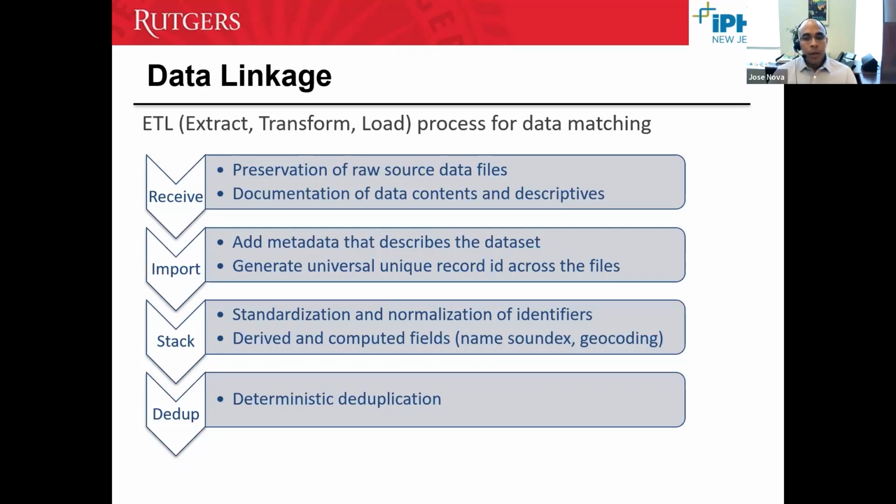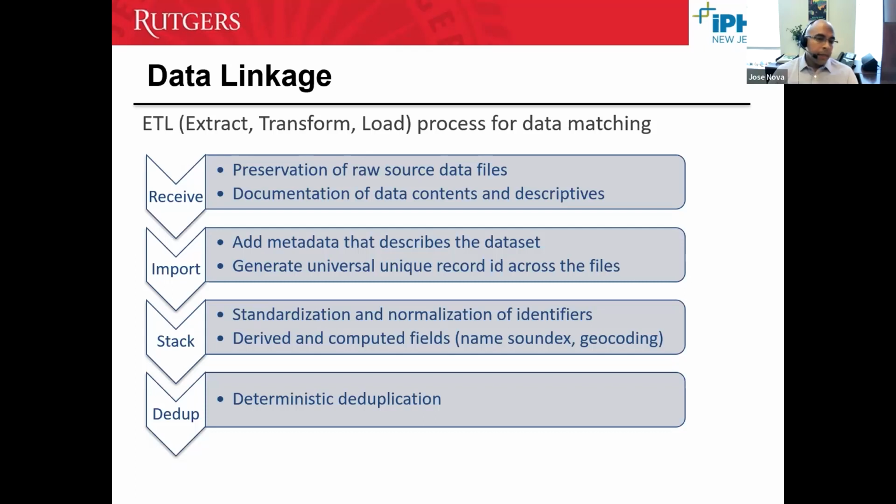We also geocode addresses at the street level wherever possible against Census TIGER files. And that allows us to bring in latitude and longitude information and a standardized address that we can match against each other.